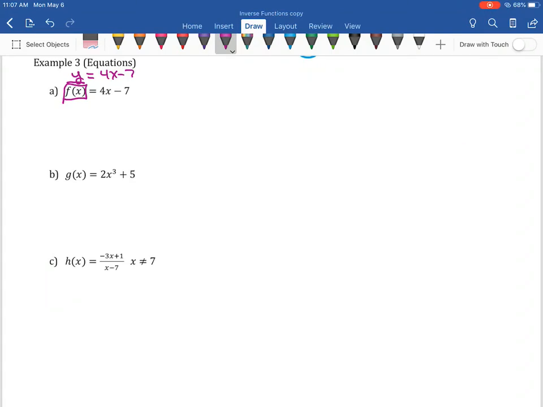So I'm going to switch my x and my y. So I have x is equal to 4y minus 7. And now all you have to do is resolve the equation for y. So I'm going to add 7 to both sides and divide by 4 on both sides. So this is my inverse.